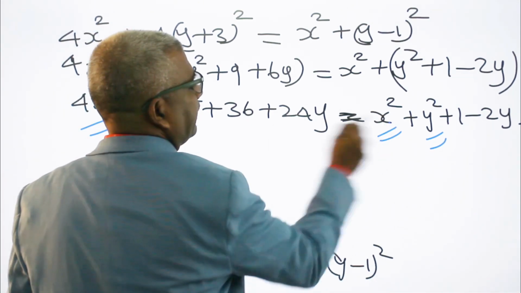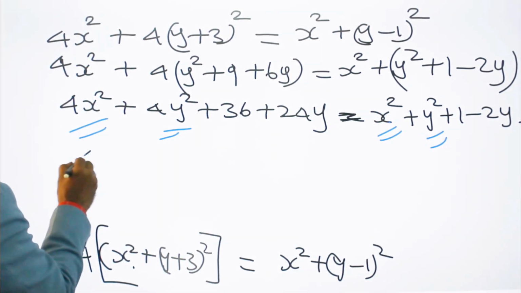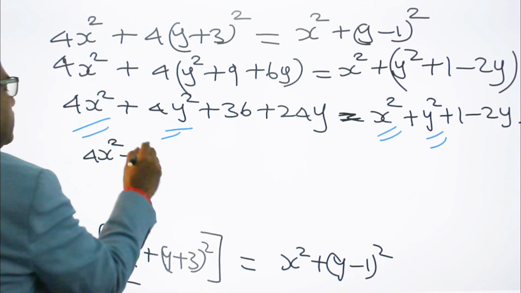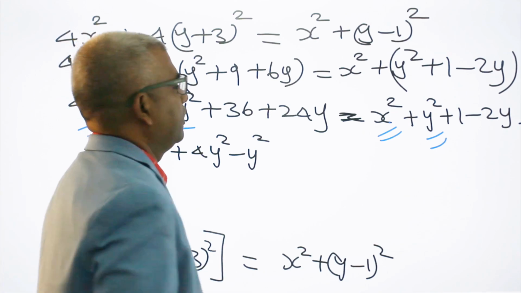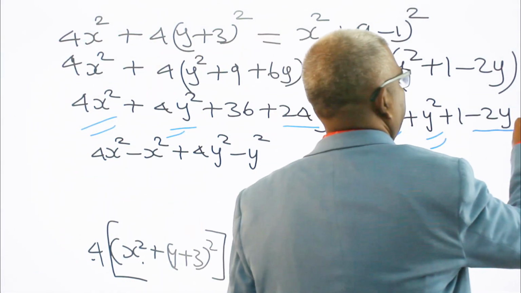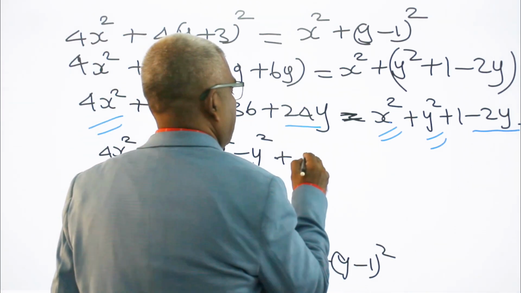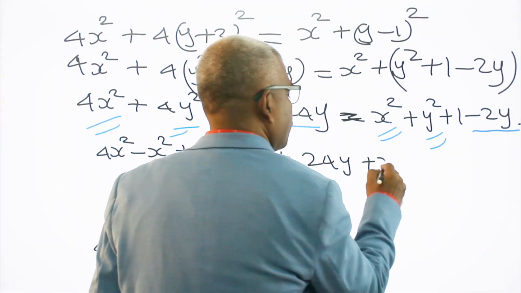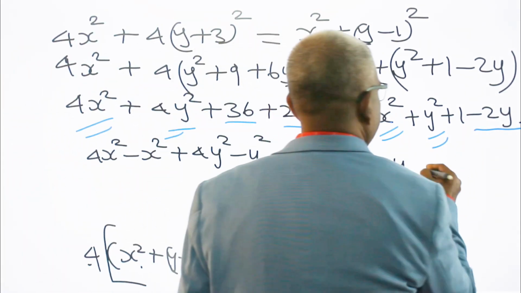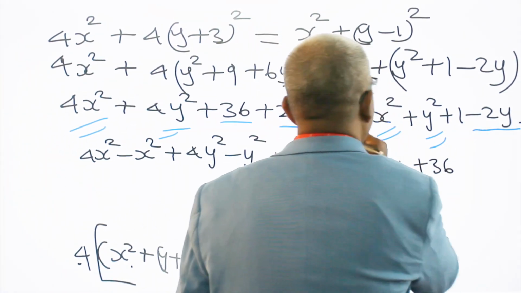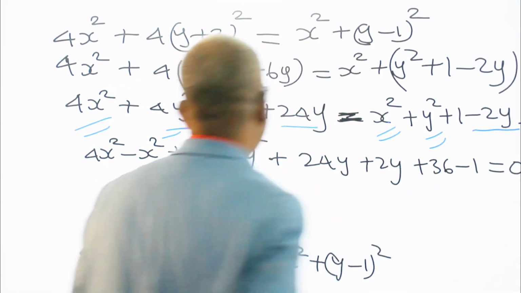This x squared and y squared I am bringing to the left hand side. So it becomes 4x squared minus x squared, plus 4y squared minus y squared, plus 24y minus 2y. Minus 2y, if it comes here, will be plus, so 24y plus 2y, plus 36. This 1, if it comes here, it is minus 1, equal to 0.